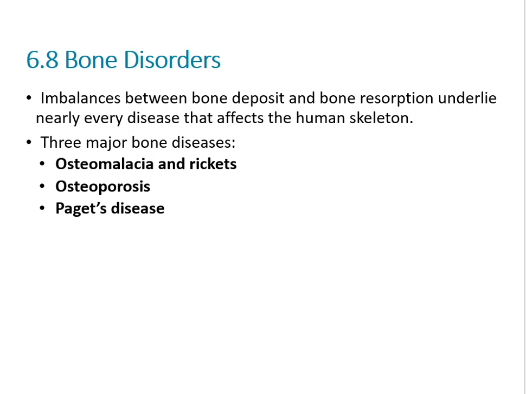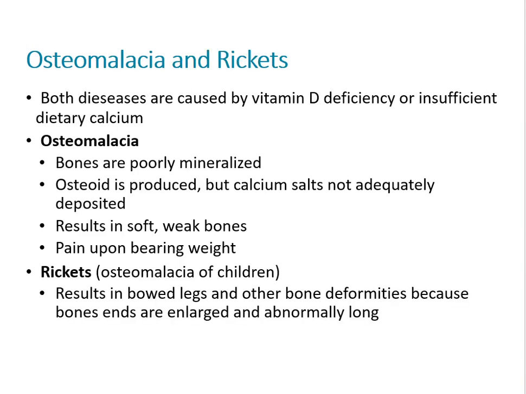All right, next we're going to look at bone disorders. These are imbalances between bone deposit and bone resorption. Those are generally what tend to underlie nearly every disease that affects the human skeleton. We're going to look at three major bone diseases: osteomalacia and rickets, which are similar to each other, osteoporosis, and Paget's disease. But first, let's talk about osteomalacia and rickets.